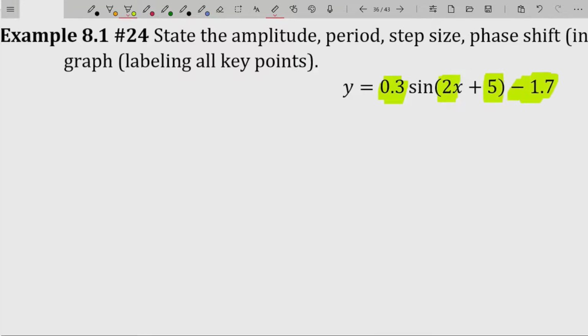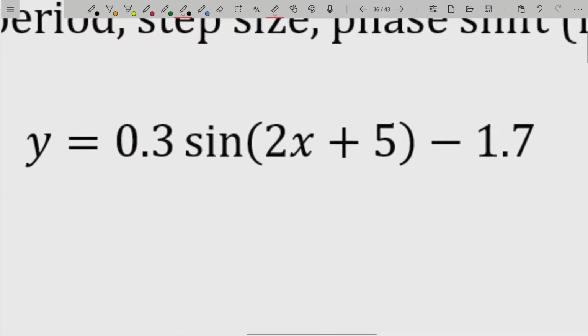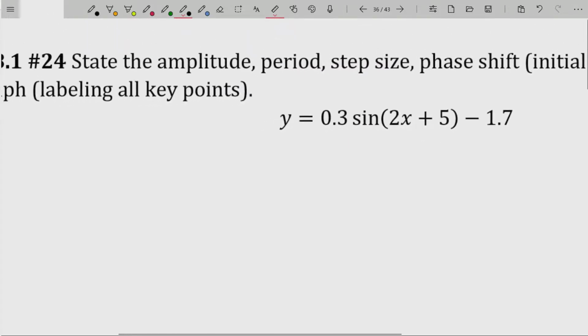Oh, I should mention, by the way, some authors love to write these functions like this: negative 1.7 plus 0.3 sine of 2x plus 5. If they write it that way, I would rewrite it this way. I'd like my sine function to be listed first. It's just a better way to write it. So I think authors do that to really throw you off. But my advice is always write it where your trig function's first and your constant is the last term listed.